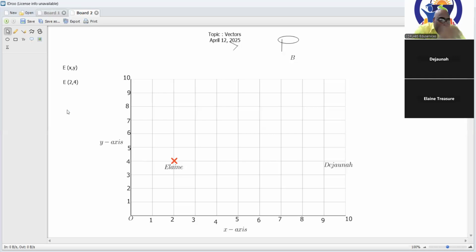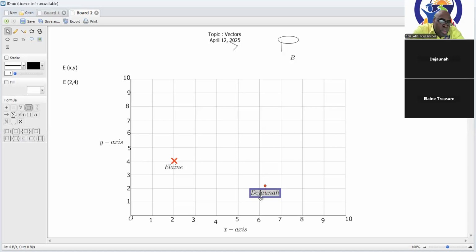Oh, you're saying that's 6 on the x-axis. And for Y is what? 6 for Y. I'm saying 6 for the Y as well, for both of them? Yes, sir, both of them. Okay.